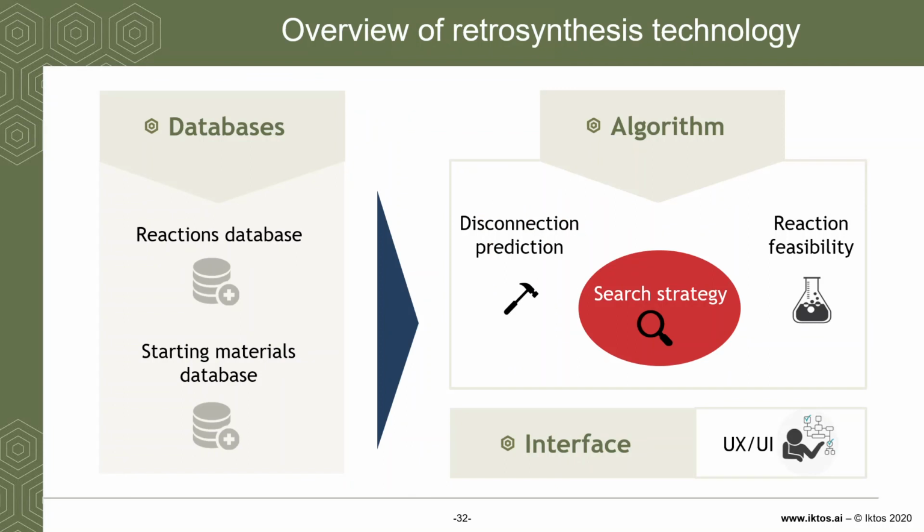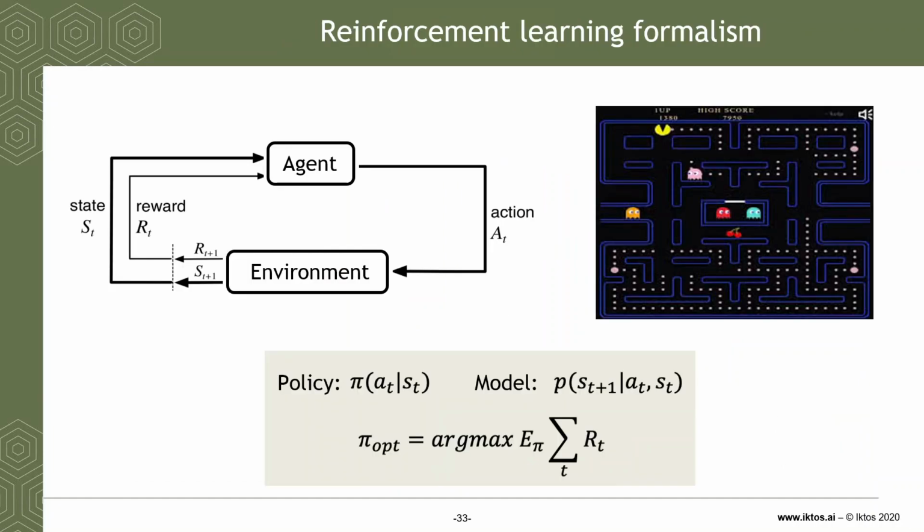So we talked about disconnection prediction and reaction feasibility. Now we need an algorithm to explore the full possibilities of disconnection prediction in this big tree. So Hamza, can you explain the theory behind this search strategy? Yes, let's make the exact exploration more intelligent through reinforcement learning.